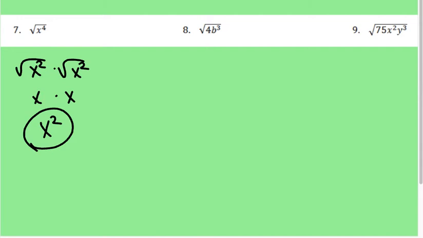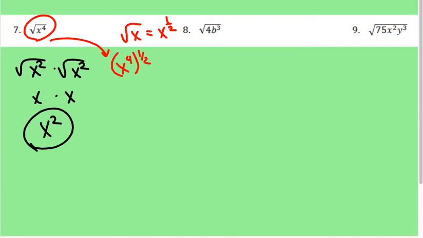All right, the other thing to remember is this, and this is kind of a unique look at it. Square root is actually the equivalent of saying an exponent of 1/2. So if I say square root of x, that's the equivalent of saying x to the 1/2. So here for number 7, a different way of thinking about it: this is like saying take x to the 4th and raise it to the 1/2.